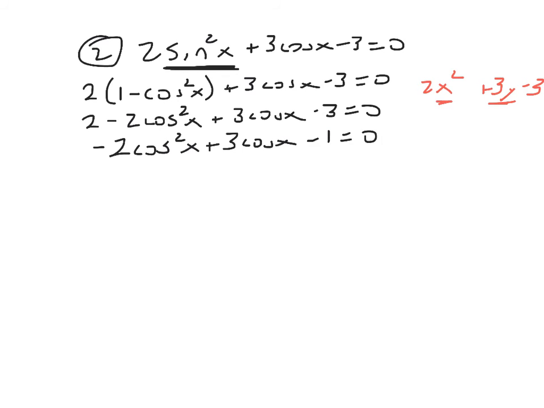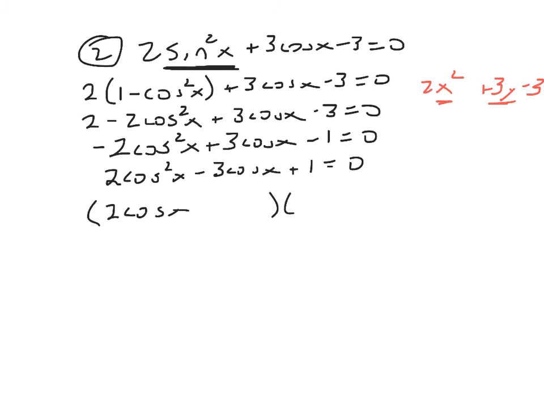And now this is something that I can factor, either with the Ma method or guess and check. Now, before I do that, I don't like this first term being negative, so I'm going to switch all the signs. 2 cosine squared minus 3 cosine plus 1 equals 0. And now it's just like the last question that we did. So let's get that factored. 2 cosine times cosine is going to have to go in there. And then I'm going to need a minus 1 and a minus 1 to make that work.